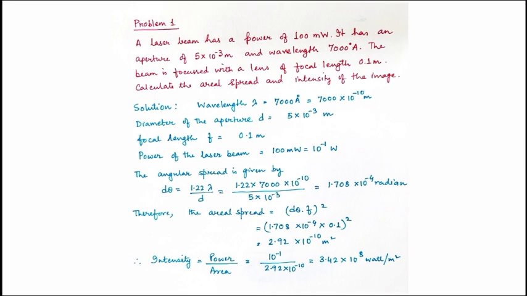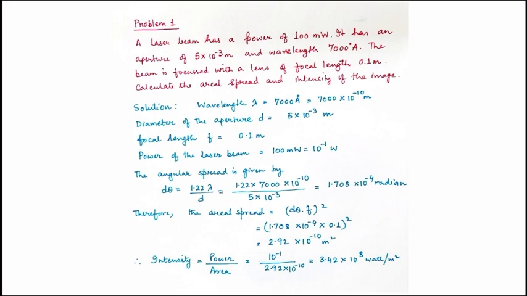And the second part of the question, if we divide it into A and B, so A is the areal spread that we have already found out, and B is intensity. As we know, intensity is equal to power by area. The area here means the areal spread. So power is given as 10 to the power minus 1 watt, and area we have already found as 2.92 into 10 to the power minus 10 meter square. We put in all the values, so we get the intensity here. So this is problem number 1.